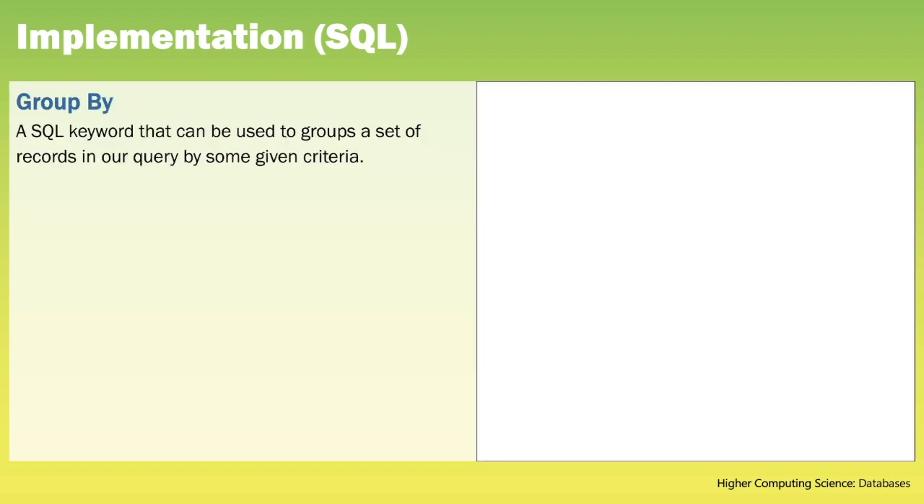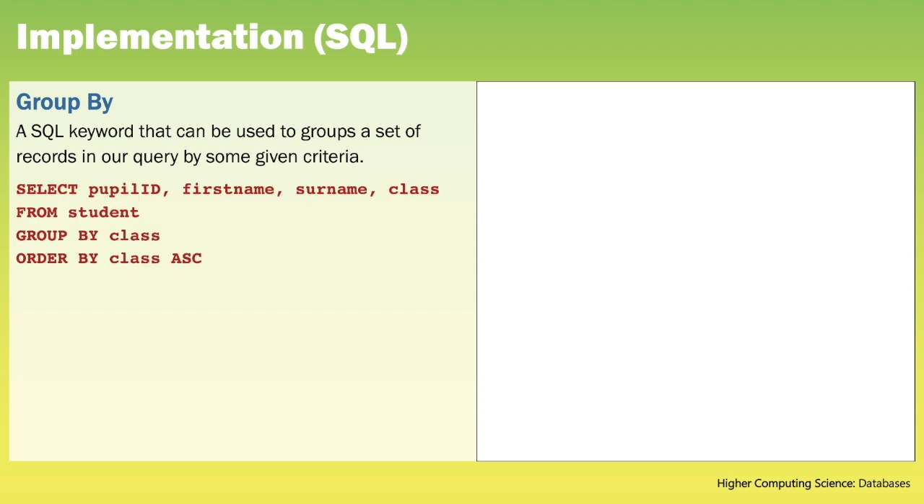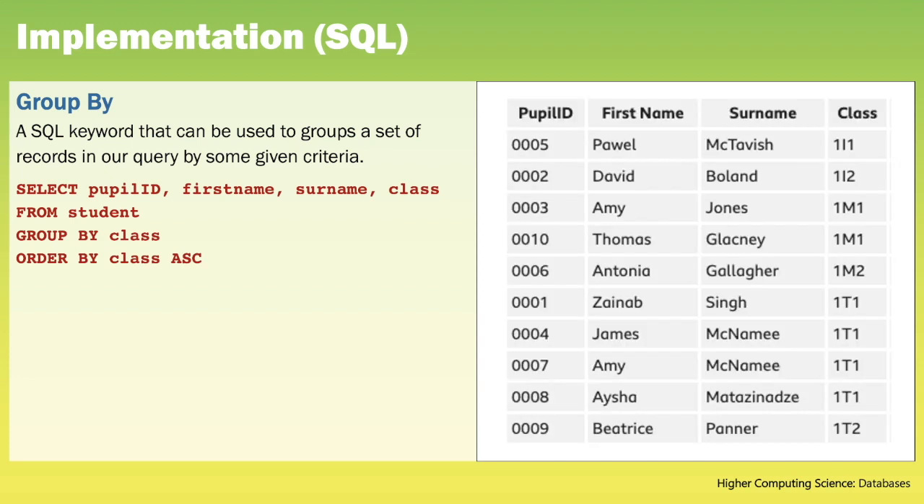Group by, as previously mentioned, is an SQL keyword that can be used to group a set of records in a query by some given criteria. It gathers any data that is identical in the field we want to group by. In this example, we are grouping students into their class and then ordering them in alphabetical order. It is important to remember that group by comes before order by. If we were then to execute that query, we'd get the results here. And as you can see, all students in the same class are grouped together, and our classes are in alphabetical order.